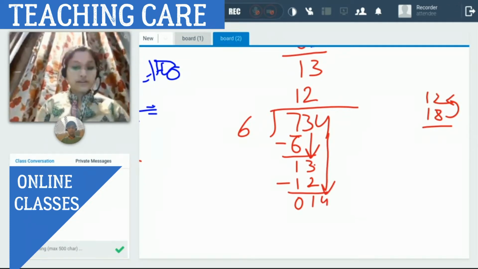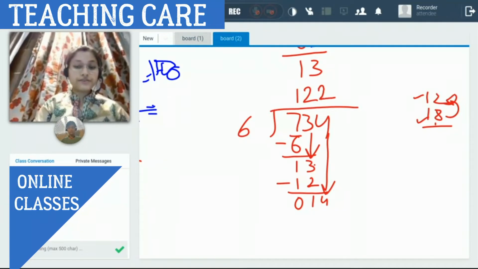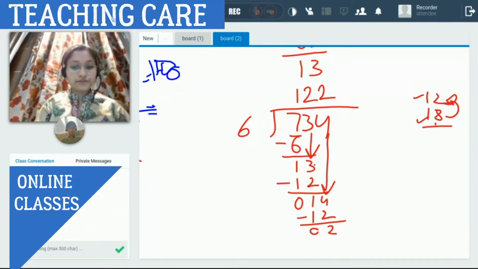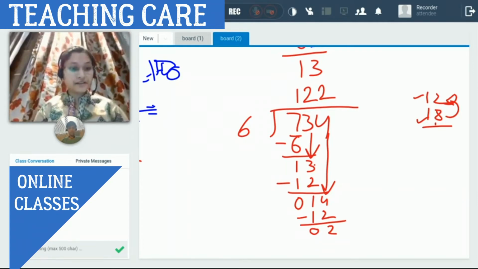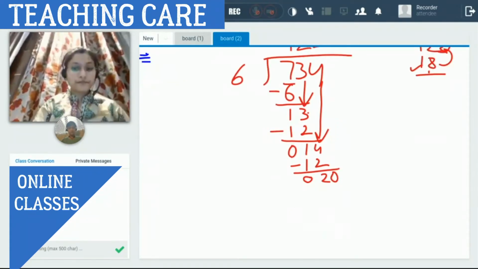Will drop it down. Again 6 into 2, 12. 6 into 3, 18. 18 is greater than 14. So we'll go for 12. 14 minus 12, 2. Now I am not having any other number left. So now I will place a decimal and add a 0 over here.